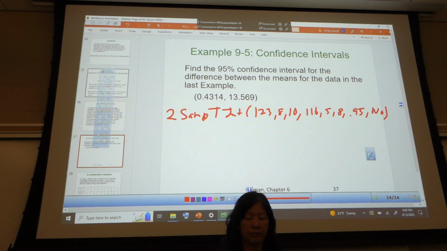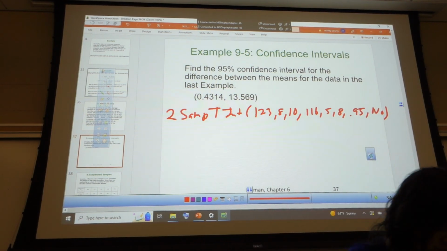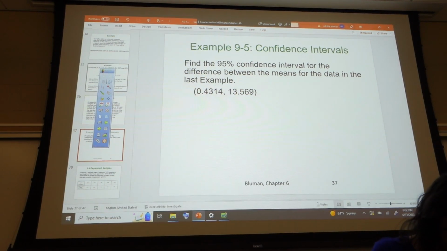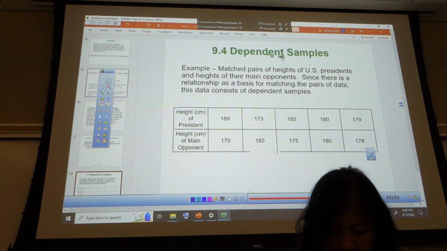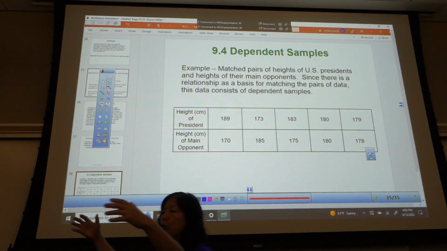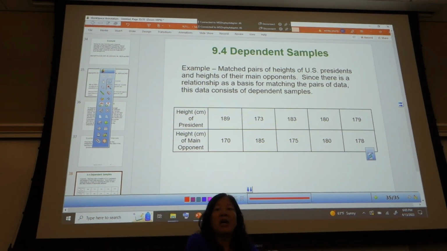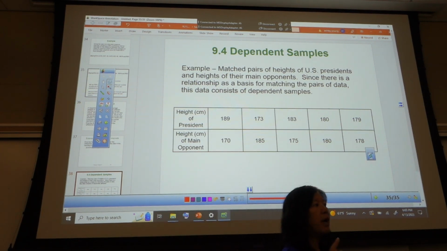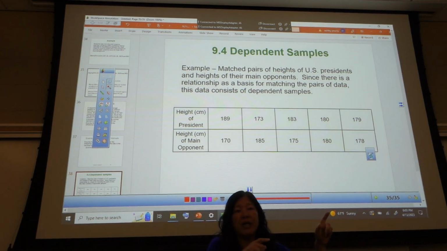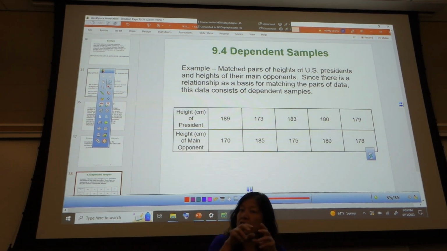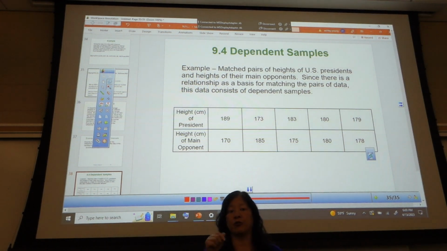Good? All right, great. The last thing we're going to cover is going to be dependent samples. So these are different than independent. Independent is you take a group, take another group, the groups have nothing to do with each other. This is different. Dependent, you take a group randomly, and then everybody in the second group is matched up with someone from the first group. So those are not random at all. The second group depends entirely upon who you picked in the first group.